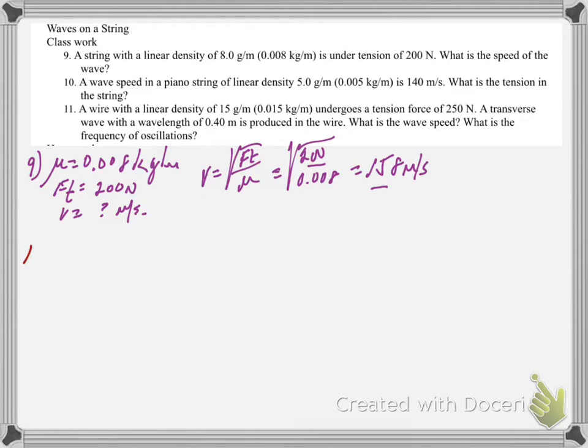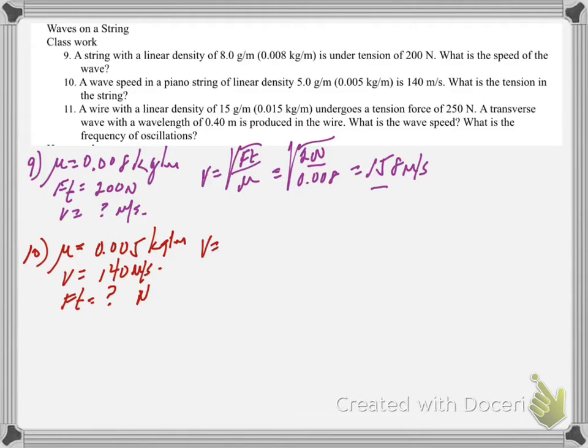Number 10. A wave speed in a piano string of linear density, again, that linear density is mu, and it's 0.005 kilograms per meter. And they're giving us the speed, which is 140 meters per second. What's the tension? And remember, it's a force, so the units are newtons.